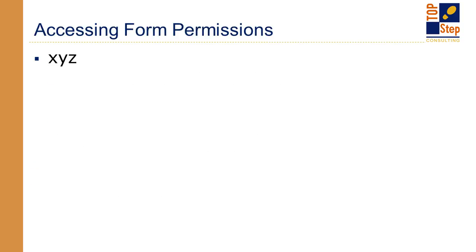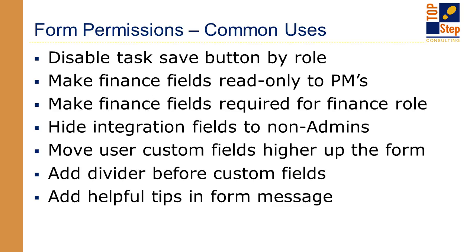So form permissions, this is similar to a lot of the drop-downs and things that you'll see in OpenAir. Basically, these are some of the common uses that we've seen for form permissions with the customers that we've worked with. Disabling the task save button. We want people to be able to see all the information on a task but not change it. Well, you can go through and make every single field on there read-only for that role. But the simpler option is to simply disable the save button for those folks.